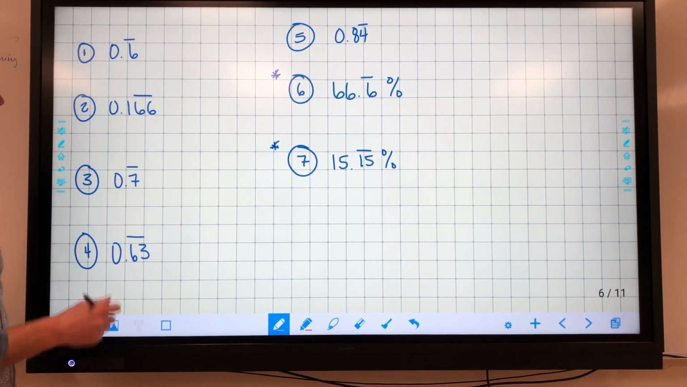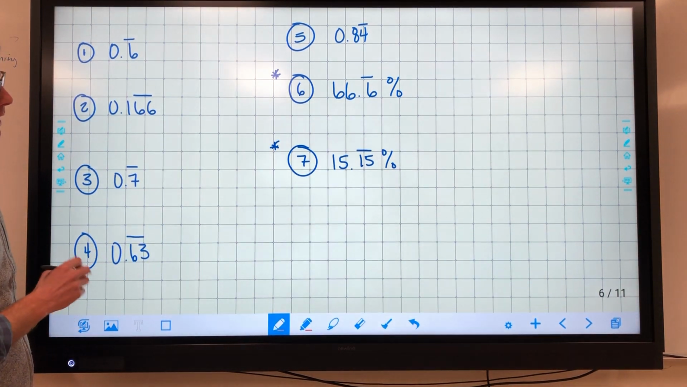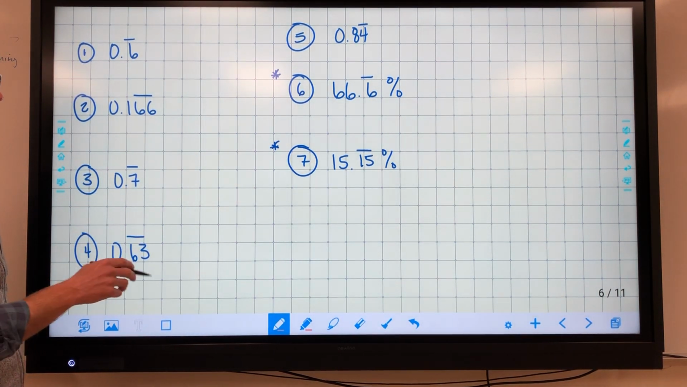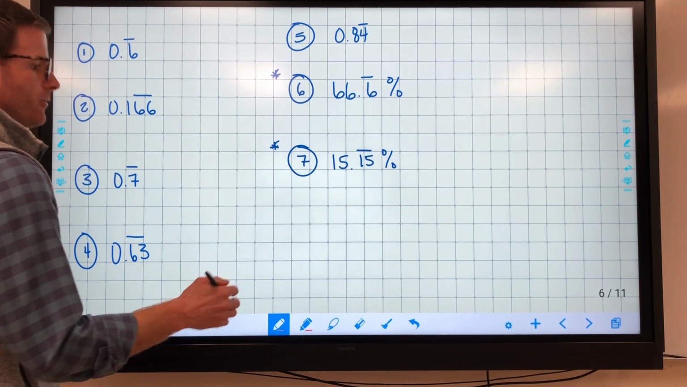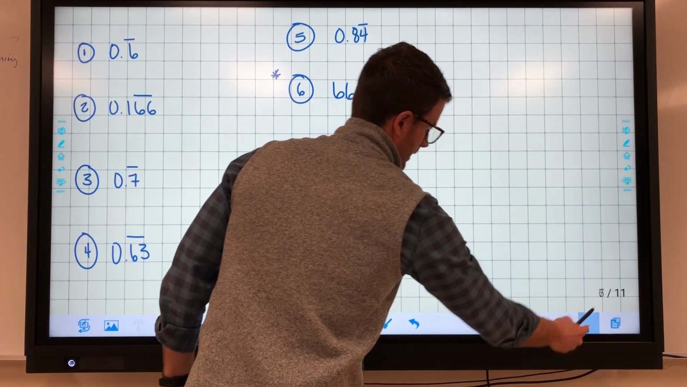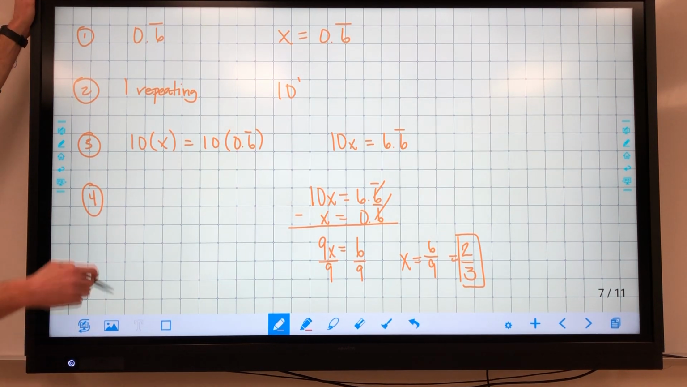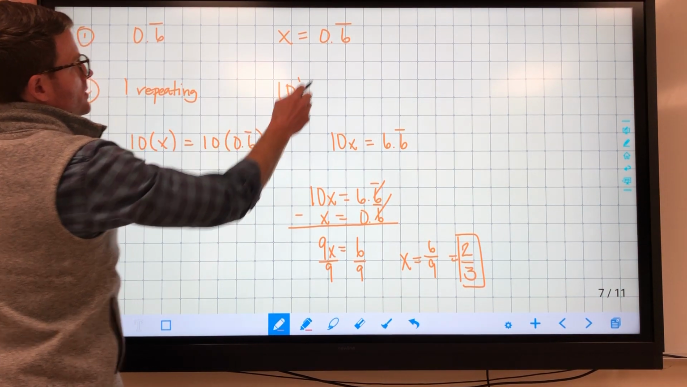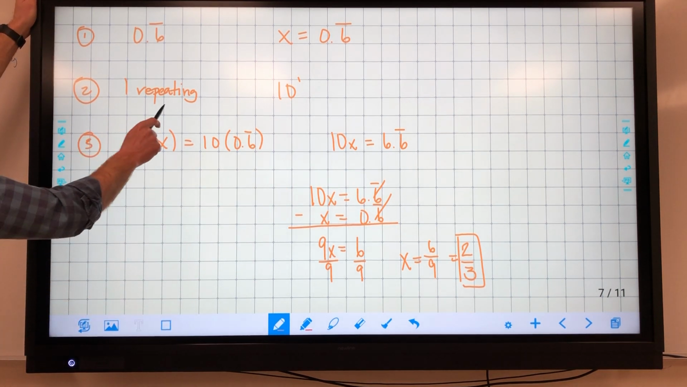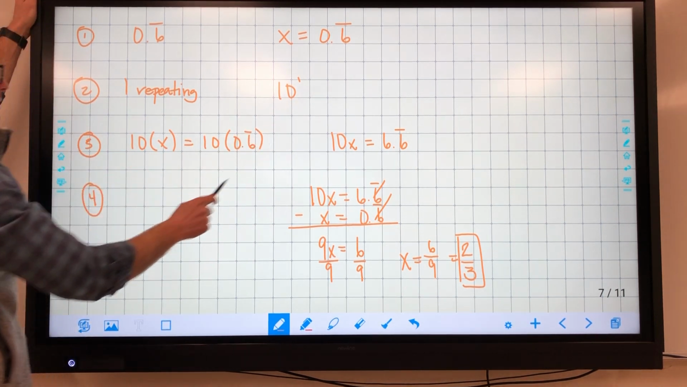All right, here we go. So I'm going to just show you a couple. I didn't do all of these with steps, but I will have the answers at the end for you guys that have paused the video and done it, okay? So here's the first one. 0.6 repeating. So I write my equations, x equals 0.6 repeating. It has 1 repeating digit, so that's going to be 10 to the first.